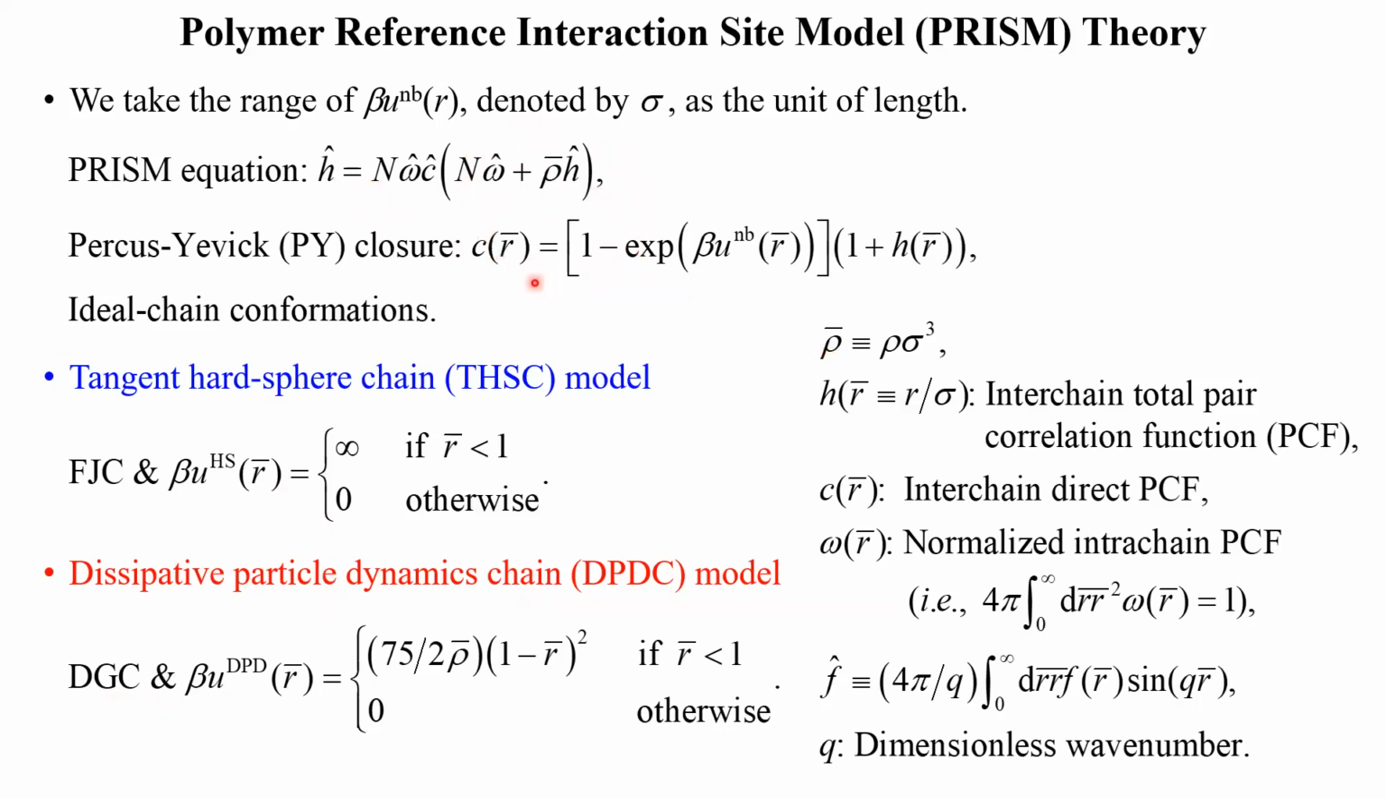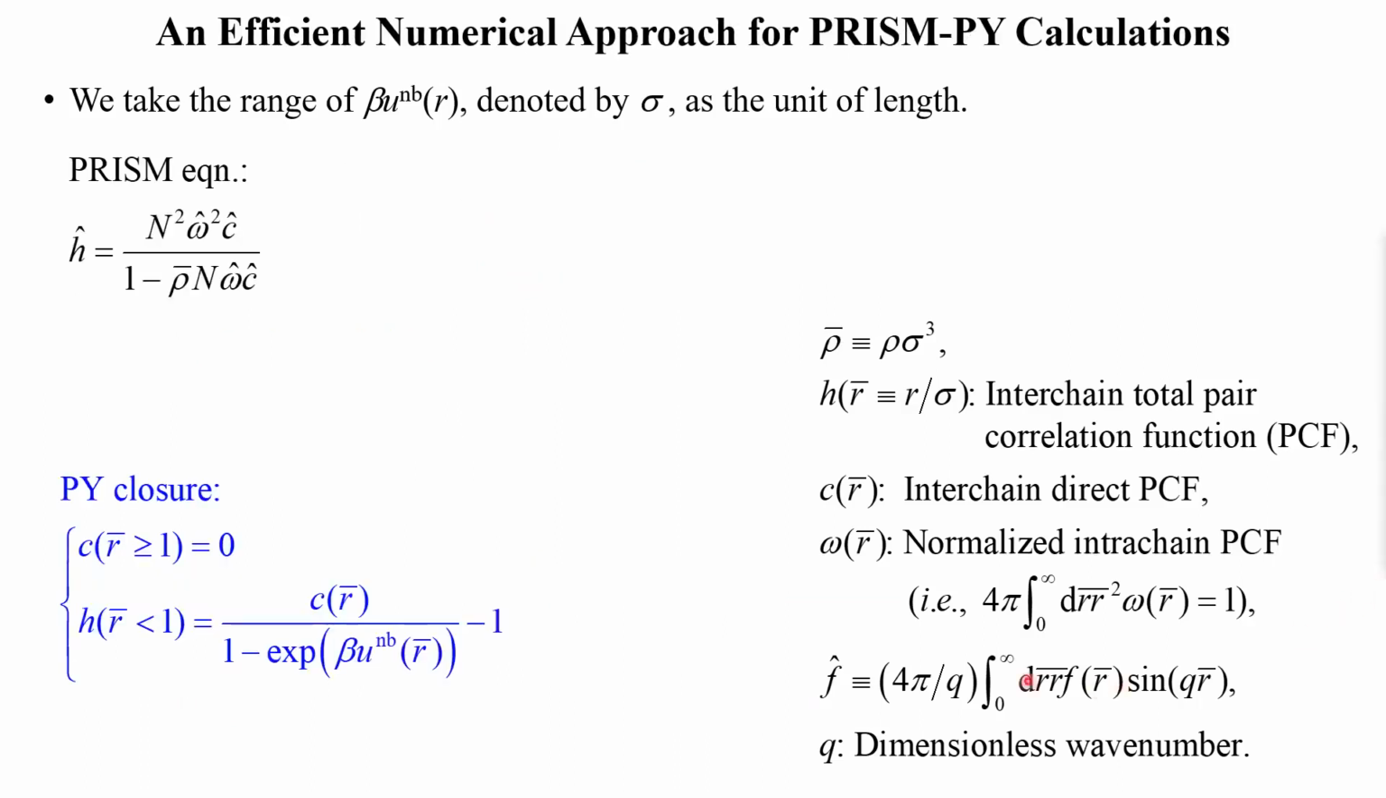While this sounds easy, none of the previously reported numerical procedures for PRISM calculations is optimal here. So we proposed an efficient approach that allows us to perform accurate PRISM-PY calculations for N up to 1,000,000. Here we rewrite the PRISM equation and PY closure in black and blue respectively, while our goal is to solve for c and h in either real or reciprocal space. It turns out that their difference, the so-called interchain indirect correlation function gamma, plays an essential role in this process.